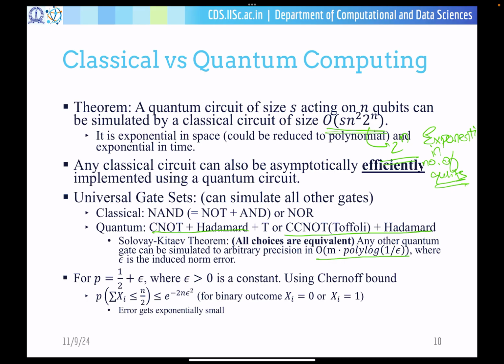But that's not true. Suppose the probability of getting the correct answer is greater than or equal to 1/2 plus epsilon, where epsilon is some small value greater than 0. Then using the Chernoff bound, we can show that the probability of getting the correct answer increases exponentially, or the probability of getting a wrong answer decreases exponentially. This is for a binary outcome, where the outcome could be 0 or 1. So the error gets exponentially small if the probability of getting the correct answer is just greater than 1/2.